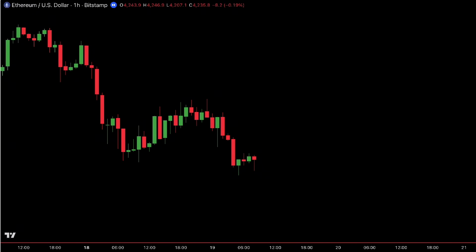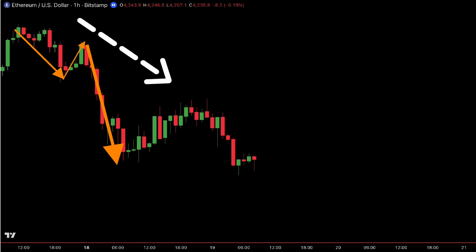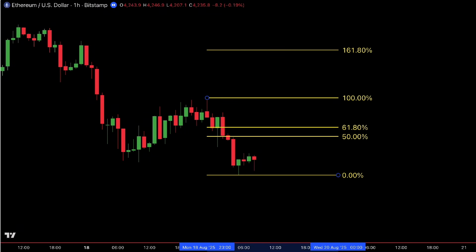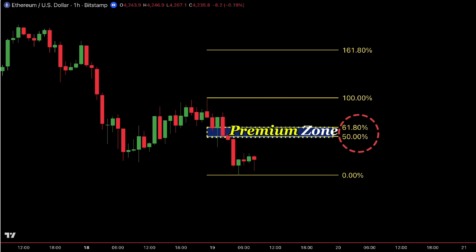As you can see, the market is clearly trending downward. Impulsive move, retracement. Impulsive move, retracement. Here we have another impulsive move and price is starting to retrace. So this is the perfect time to draw the Fibonacci retracement to find the premium zone. Once we draw the Fibonacci from the swing high to the swing low, we get the premium zone, the area between the 50% and 61.8% levels.